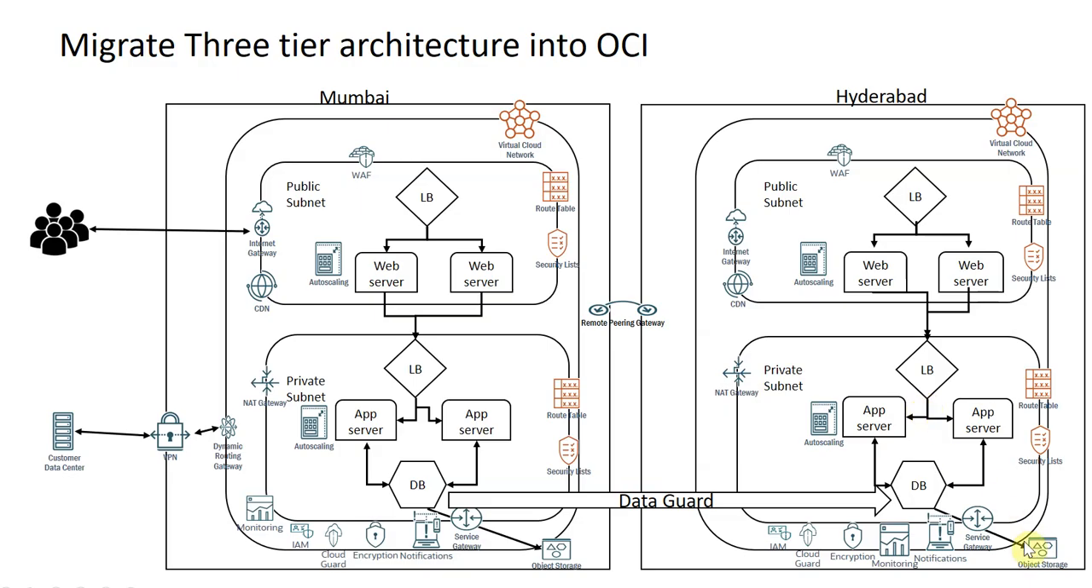For example, object storage is called blob storage in Azure, and in AWS it is called S3. So we just need to replace the resource names according to that cloud. So this is just an example of how we can convert our three-tier architecture to the cloud model.